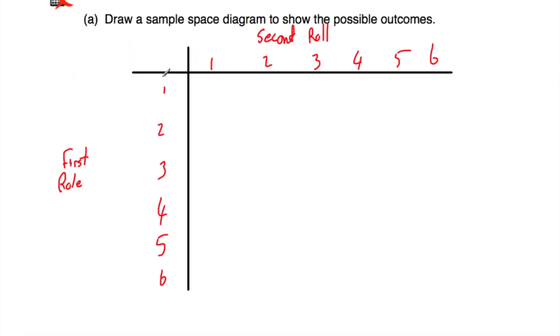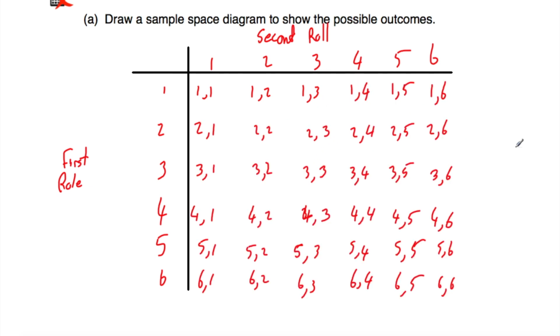We've got the first roll going down vertically like so. So on the first roll, we could get a 1, a 2, a 3, a 4, a 5, or a 6. And then going across horizontally, we've got the second roll. So for instance, here we could get a 1 and then a 1. We could get a 1 and then a 2. We could get a 1 and then a 3, a 1 and then a 4, and so on. So let's fill out all those outcomes now.